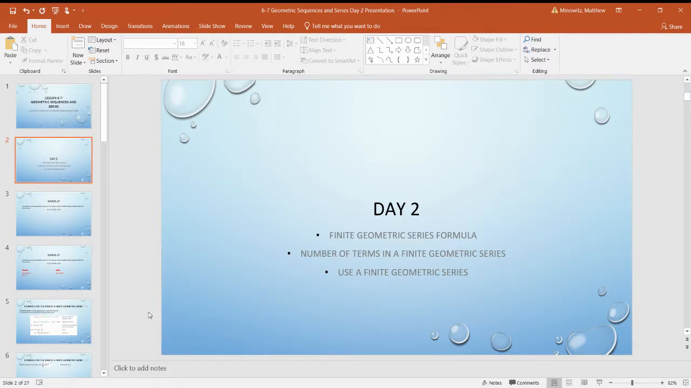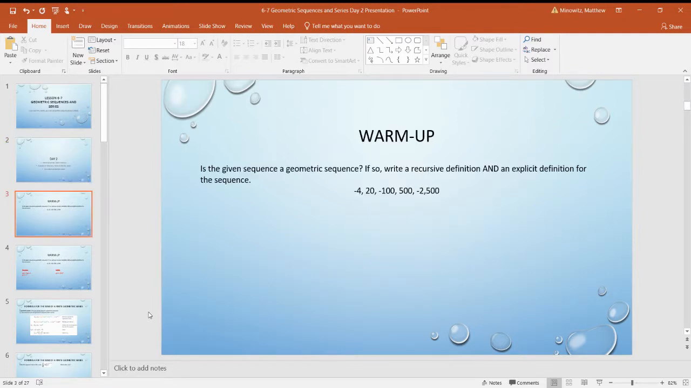So we'll start with a warm-up. Is this geometric? I'll give you a hint, it is geometric. So write a recursive definition and write the explicit definition. Practice both forms. Pause the video when you're ready. We'll look at it. We'll get into the extension today.